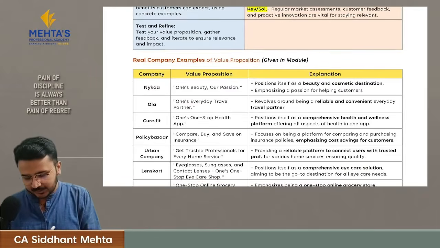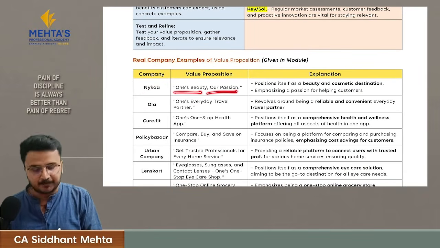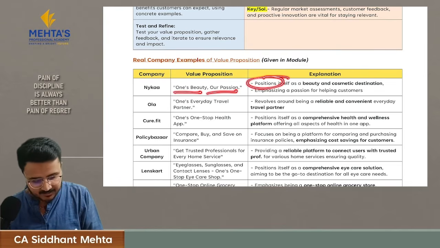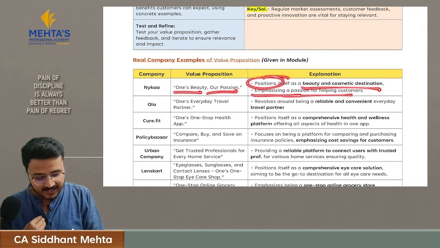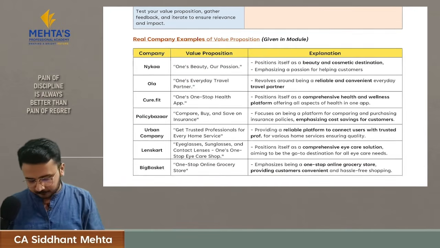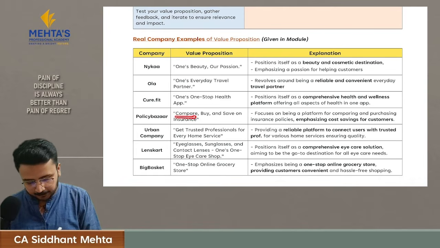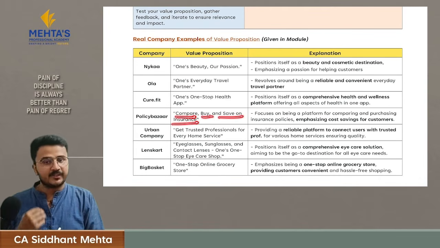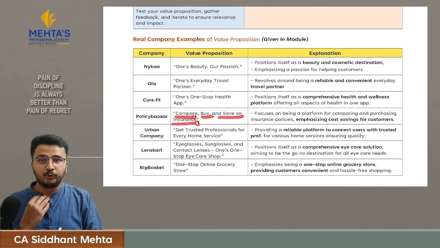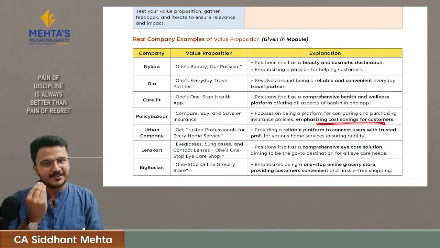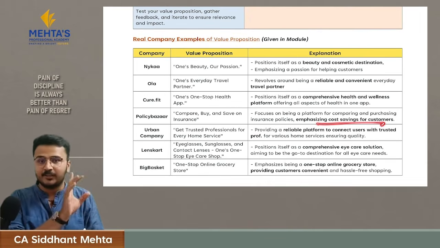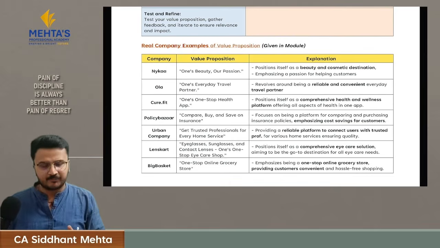Let's understand a few real company examples of value proposition. One is Nykaa. Their value proposition is "Once beauty, our passion." So here you can see they're positioning themselves as a beauty and cosmetic destination. They're also mentioning passion, which emphasizes that they have passion for helping customers. Then there is Policy Bazaar, where they have mentioned "Compare, buy, and save on insurance." So here they are clearly mentioning that on our platform you can compare different insurance policies. Here you can also buy insurance policies which will give you the benefit of cost savings. So this is what you can understand from their value proposition. Also we have mentioned other value propositions. You can go through it.